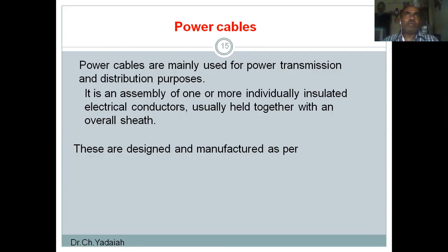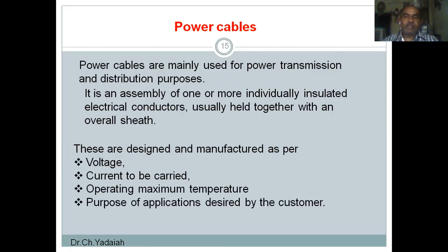Where it is not possible to carry the power using overhead lines, for example at crossings of railway bridges and rivers, we can opt for cables. A cable is an assembly of one or more individually installed electrical conductors, usually held together with an overall sheath. That is a combined one. These are designed and manufactured as per different factors. What are the factors considered for a cable manufacturer?